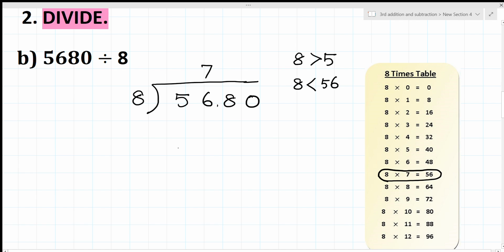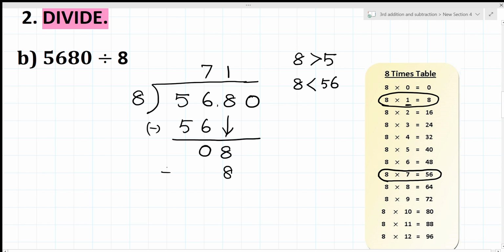Write 7 in the quotient. 56 below the number. Now subtract the numbers. You will get 0. Now bring down the next digit. It is 8. Yes, now the divisor and the number are equal. So look at the table. 8 ones are 8. So we have 8 in the first time. So 8 ones are 8.